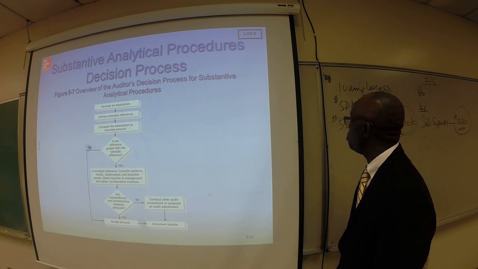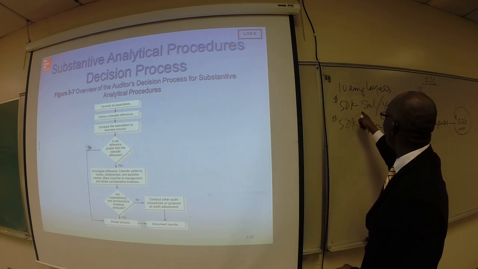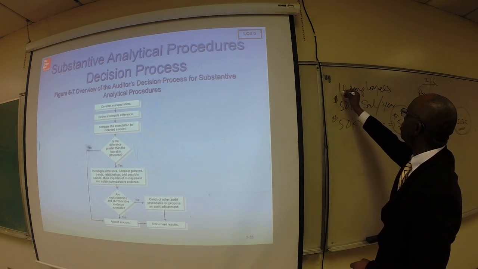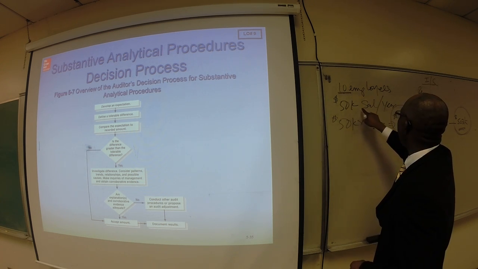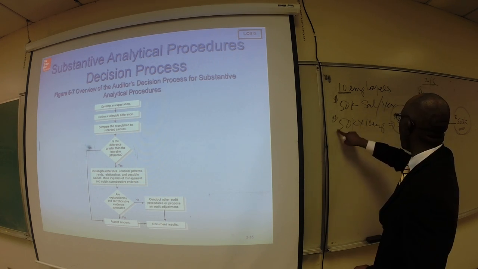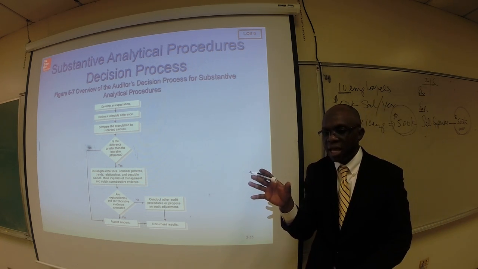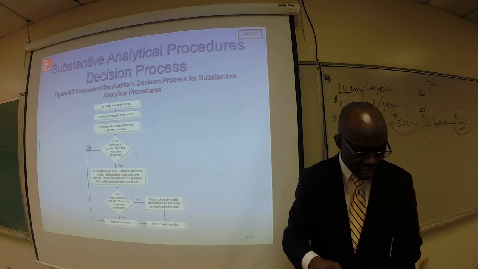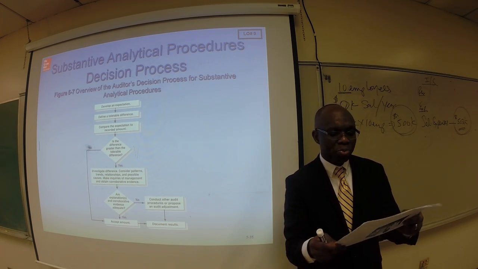Another approach is to use the substantive analytical procedure. In other words, we are using analytical procedure to test account balances. So take a look at the example that we have here. We indicated 10 employees, 50K salary a year for the average employee. So I do the math, 50,000 times 10, that gives me $500,000. So I figured out that their salary expense should be in that ballpark. So now let's take a look at the overview of the decision process.